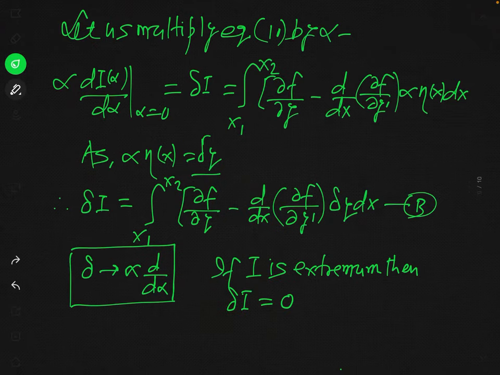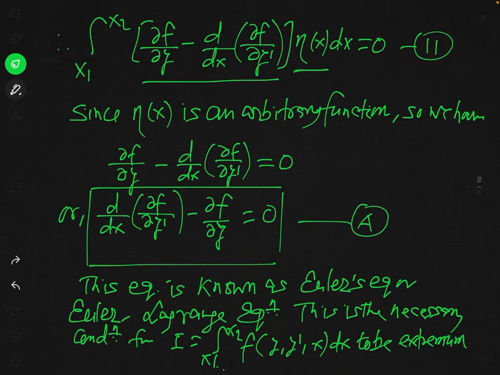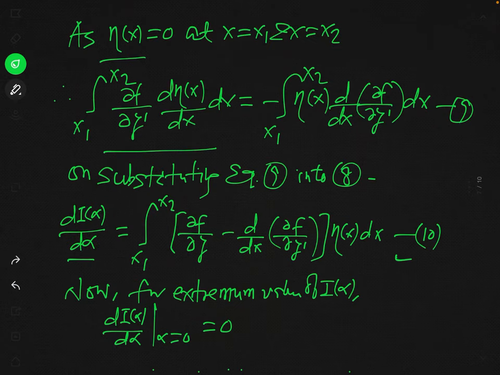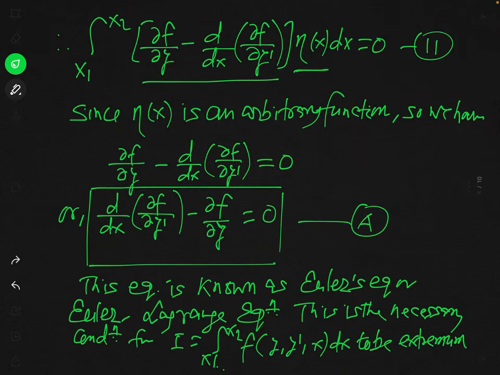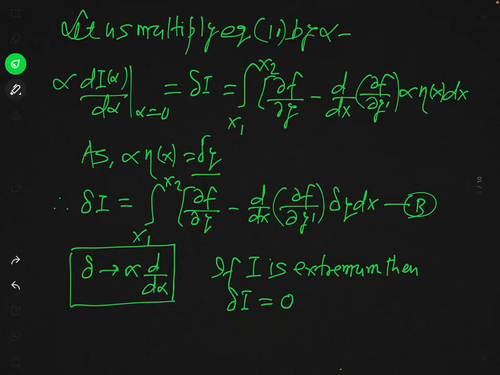You can use the condition either delta I equal to 0 to obtain it, or you may use another condition in differential form, that is d I alpha by d alpha at alpha equal to 0, to obtain the Euler-Lagrange equation. I have mentioned both of the techniques to obtain this result. Now see, so far we have discussed this Euler-Lagrange equation, which is a necessary condition for the integral I to be extremum, for the case when there is only one independent variable x and one dependent variable y.